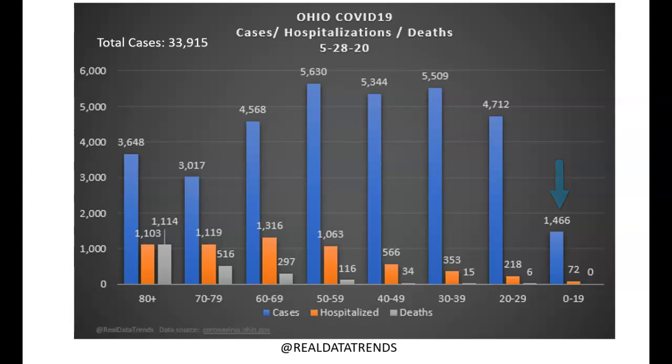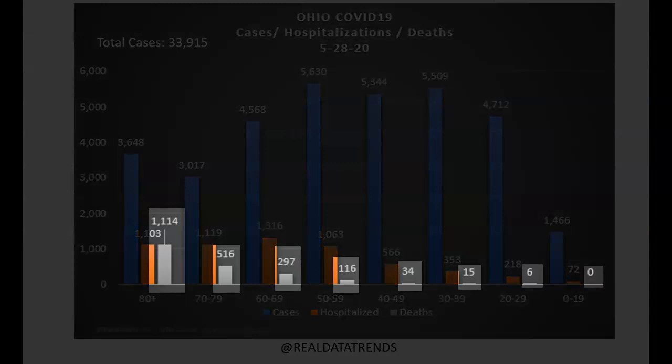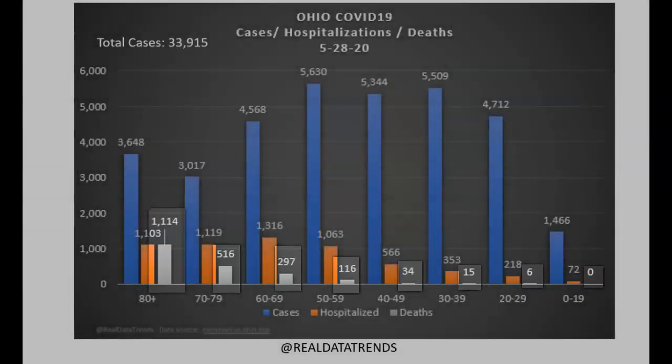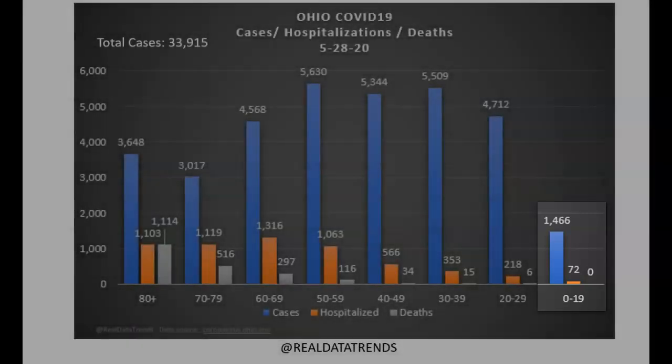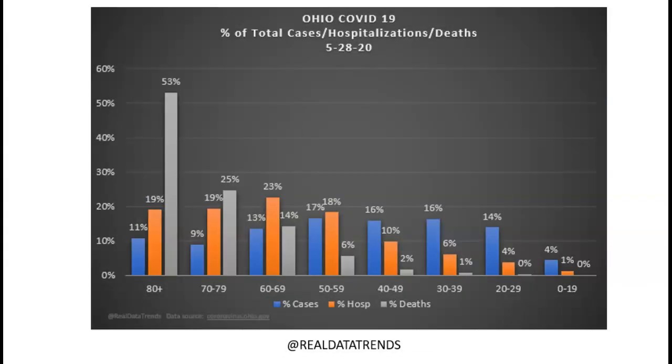other bracket. You can also see how hospitalizations break down in the orange bars across the age brackets. The death counts are listed as well. One thing to note is that the under 20 group with 1,466 cases has had 0 deaths so far. Now that we have looked at total counts, we can determine how each different age bracket contributes to the total.